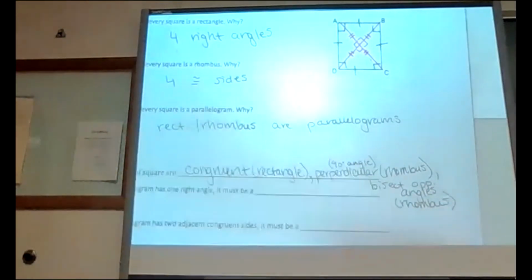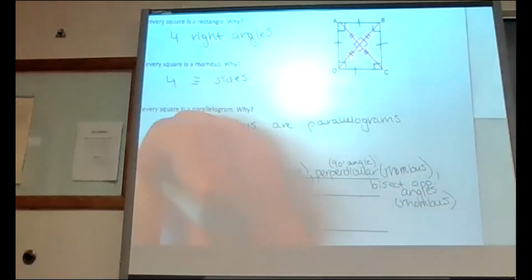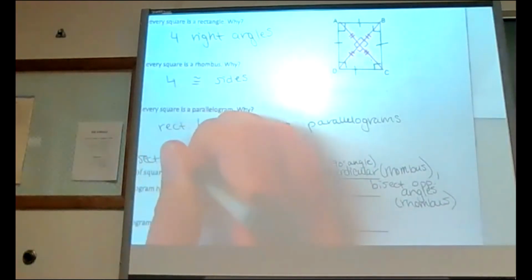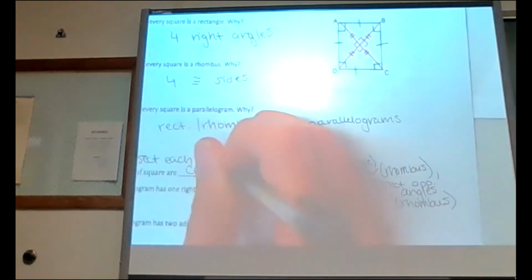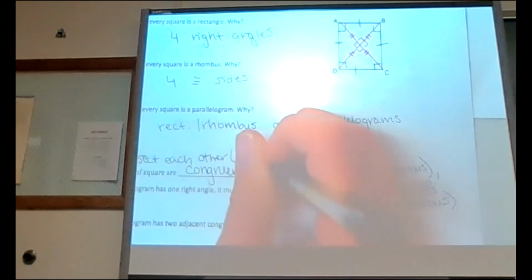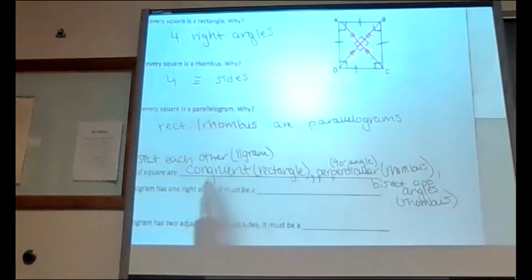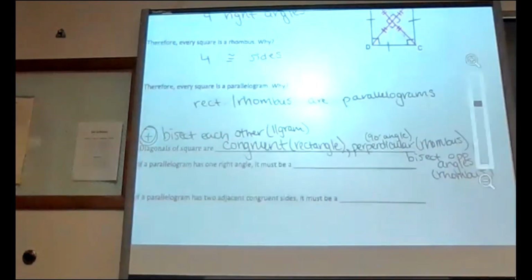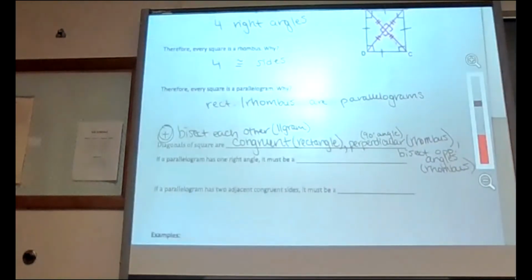Plus, I'm going to go back over here since I wrote stuff underneath. They still bisect each other because it's a parallelogram. But that doesn't really matter because we're going to mark them all congruent anyway because it's a rectangle. Okay. So those diagonals are doing all sorts of crazy things.